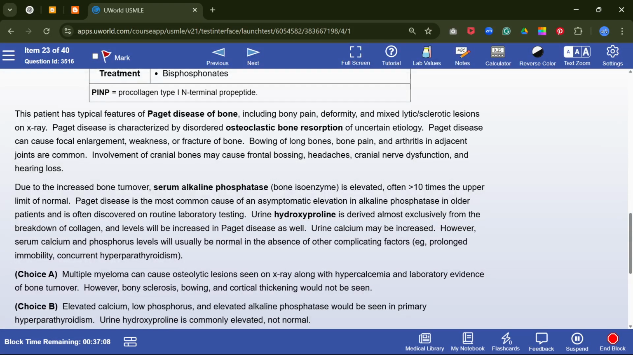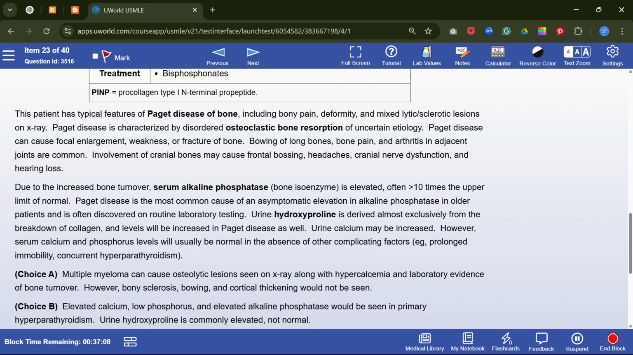This patient has typical features of Paget's disease of the bone, including bony pain, deformity, and mixed lytic and sclerotic lesions on X-ray. Paget's disease is characterized by disordered osteoclastic bone resorption of uncertain etiology. It can cause focal enlargement, weakness, or fracture of the bone. Bowing of long bones, bone pain, and arthritis in adjacent joints are common.